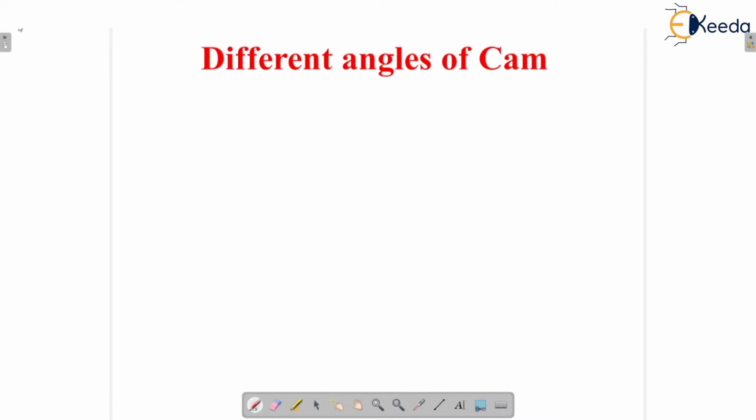The first one we will consider is the outstroke angle. It is also known as the angle of ascent. Okay, what is the meaning of that?